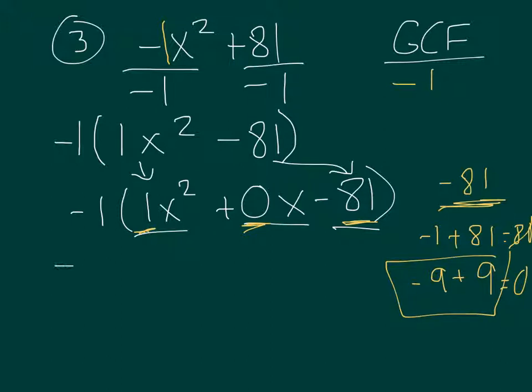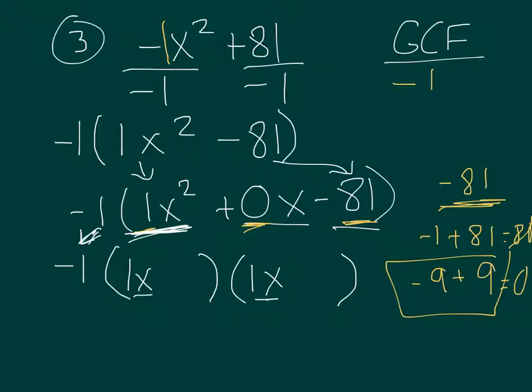So when I factor this, remember to bring your GCF down. Remember to bring the GCF down outside the parentheses. It's part of your answer. It doesn't just disappear. It needs to stay with your answer. So our first terms are always going to multiply to this. It's always going to multiply to, in this case, 1x squared. So I need 1x and 1x for my first two terms.